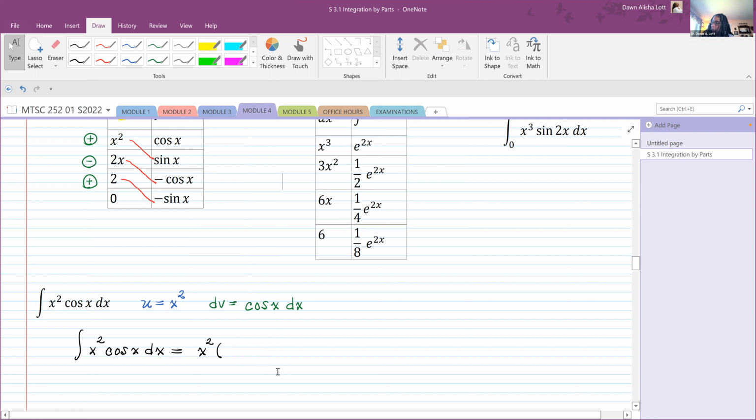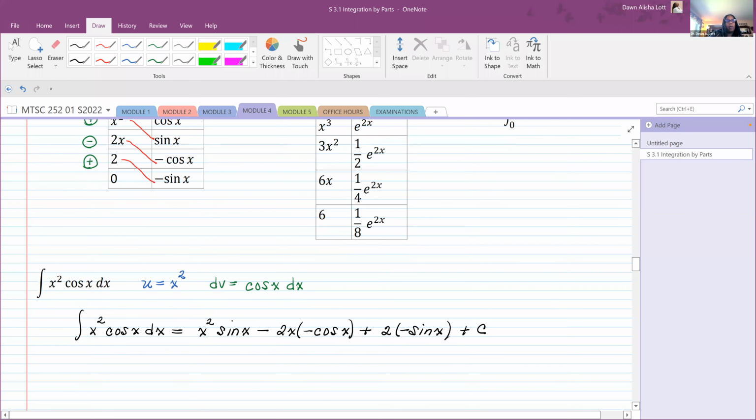Okay, it's better to find it than not find it. So I get x squared times the sine of x. The second term is subtracted, so that's 2x times negative cosine of x. The last term is added, so that's 2 times negative sine of x. I'm done, so I can add my plus c.